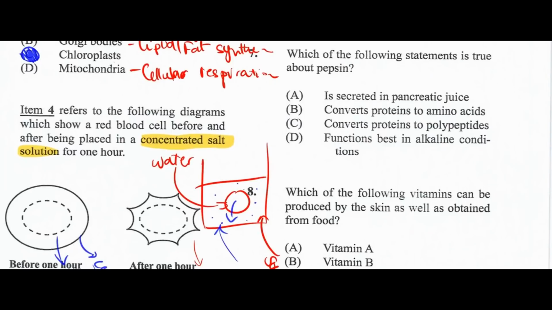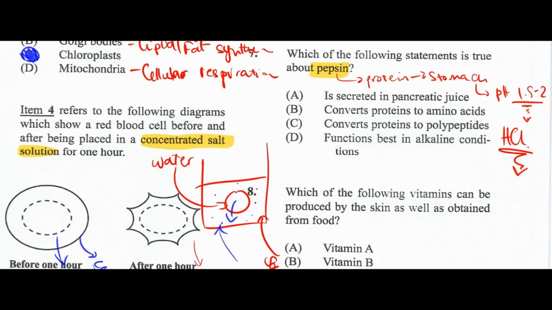Which of the following statements is true about pepsin? Now, if you don't know, pepsin is an enzyme that breaks down proteins in the stomach, right? And it's close to the only enzyme that works at an acidic pH of about 1.5 to 2, right? And that's caused by HCl in the stomach. So the acid in the stomach is HCl, along with other gastric juices and such.